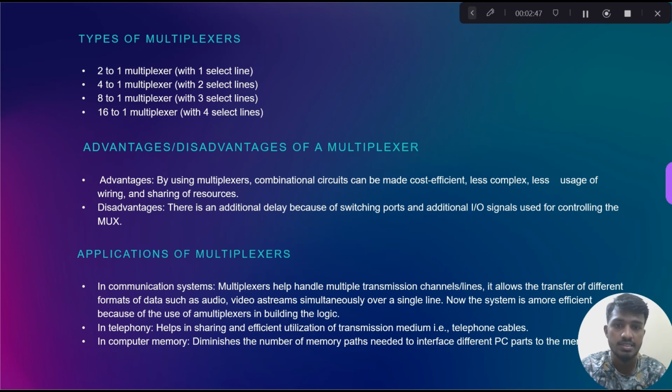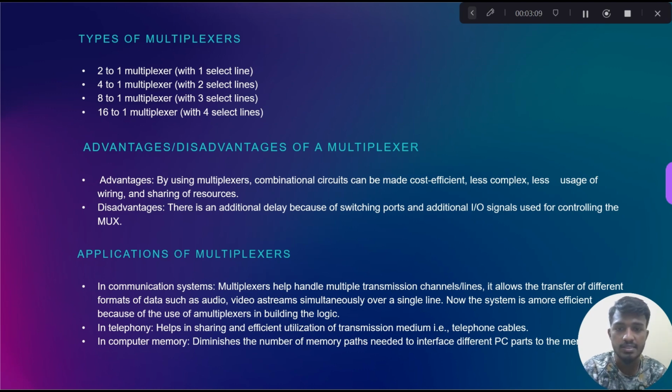Advantages and disadvantages of multiplexers. Advantages: by using a multiplexer, combinational circuits can be made cost efficient, with less usage of wiring and sharing of resources. What are the disadvantages? Let's see. There is additional delay because of switching the ports, and additional I/O signals are used for controlling the mux.